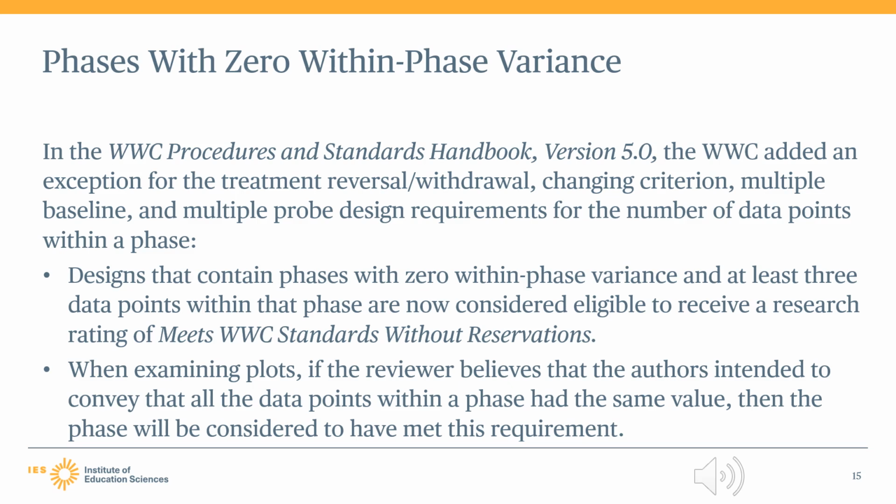Designs with phases that have 0 within phase variance and at least 3 observations are still potentially eligible to receive a research rating of meets WWC standards without reservations, even though they would otherwise have too few data points to meet that requirement. The design must still meet all other requirements in order to receive the highest possible research rating. Another way to think about this is that when examining the plots, if the reviewer believes that the authors intended to convey that all the observations within a phase had the same value, then the phase will be considered to have met this requirement. Access to tabular data is not necessary for this exception to apply.